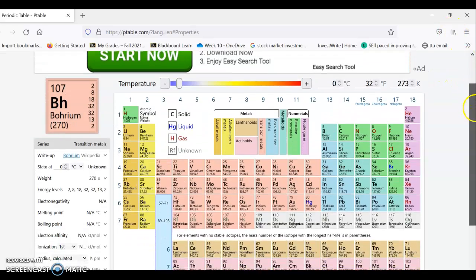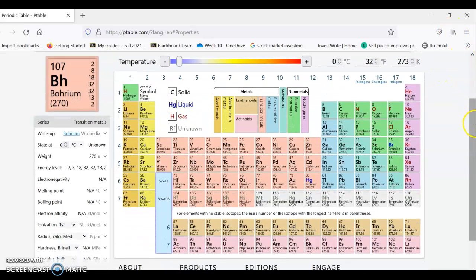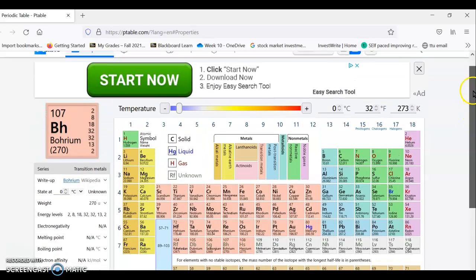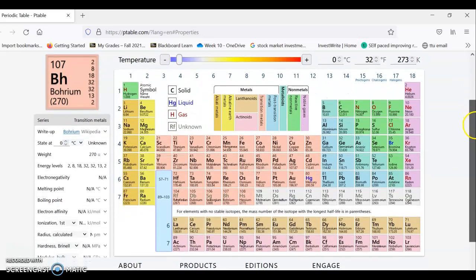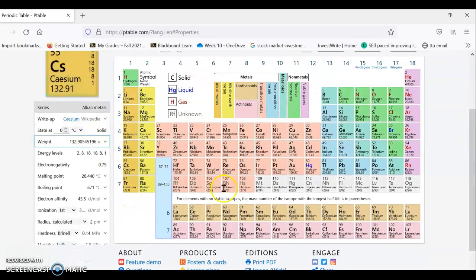All right, so we're just looking at a copy of the periodic table here. Now, the reason that we're looking at the periodic table is because when we talk about food that gets broken down into different pieces, what we're actually talking about is the chemicals that it's made of.